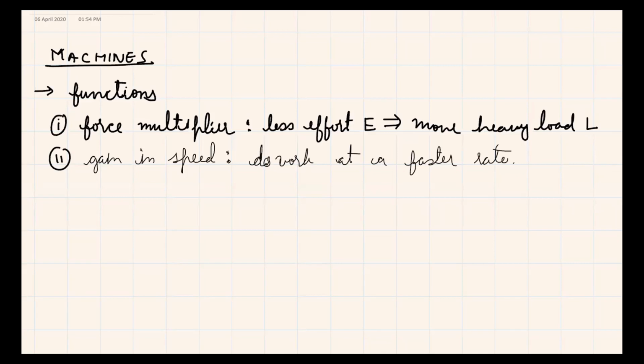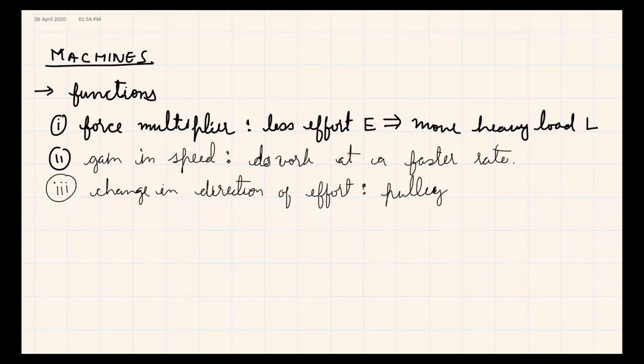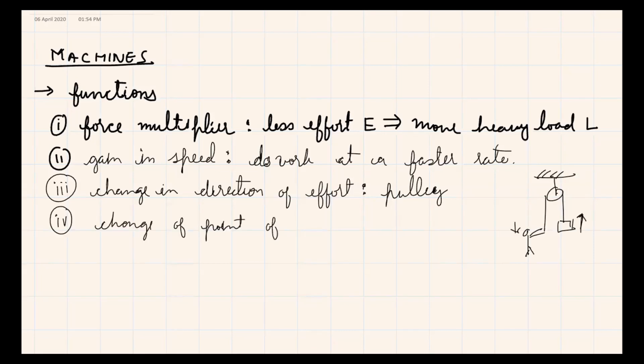Now here, the example for that was a scissor. In a scissor, you're able to cut things at a faster rate. Change in direction, an example was a pulley. So in a pulley, you are pulling it down, and the object is moving up. Yeah, change of point of application.